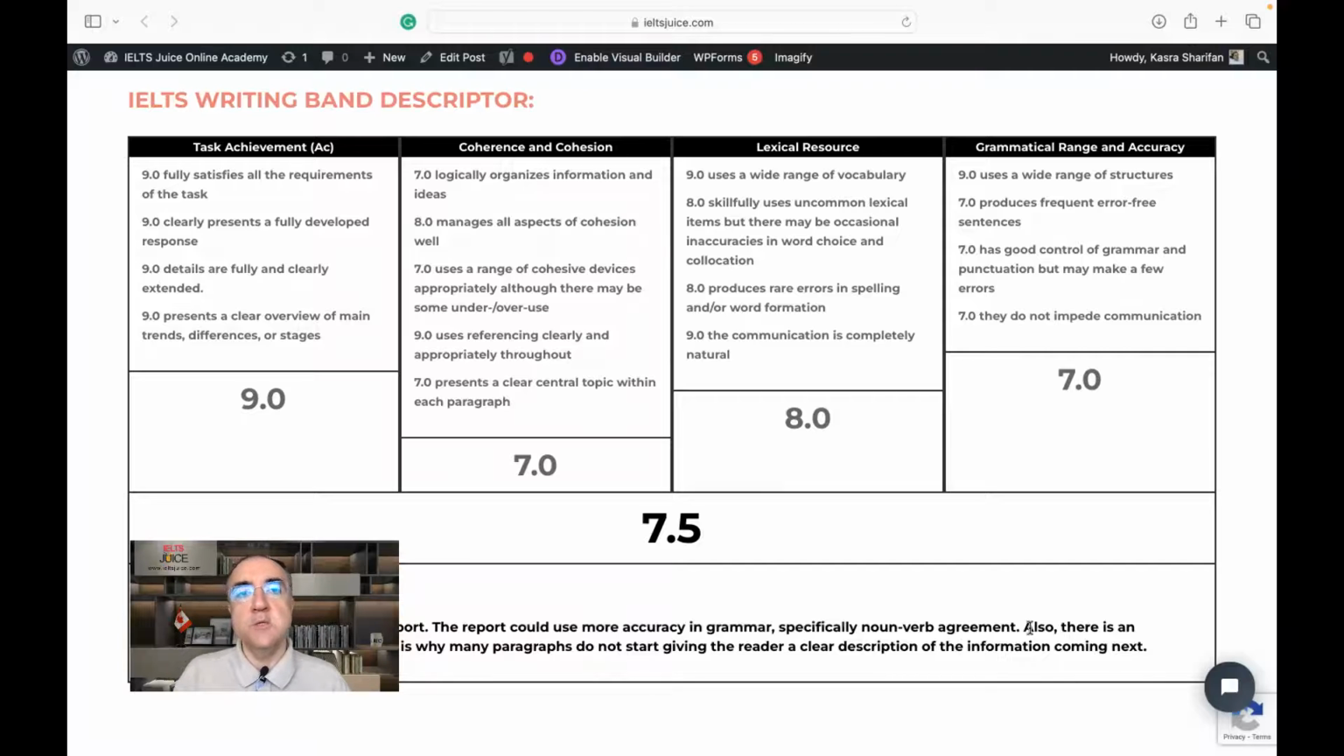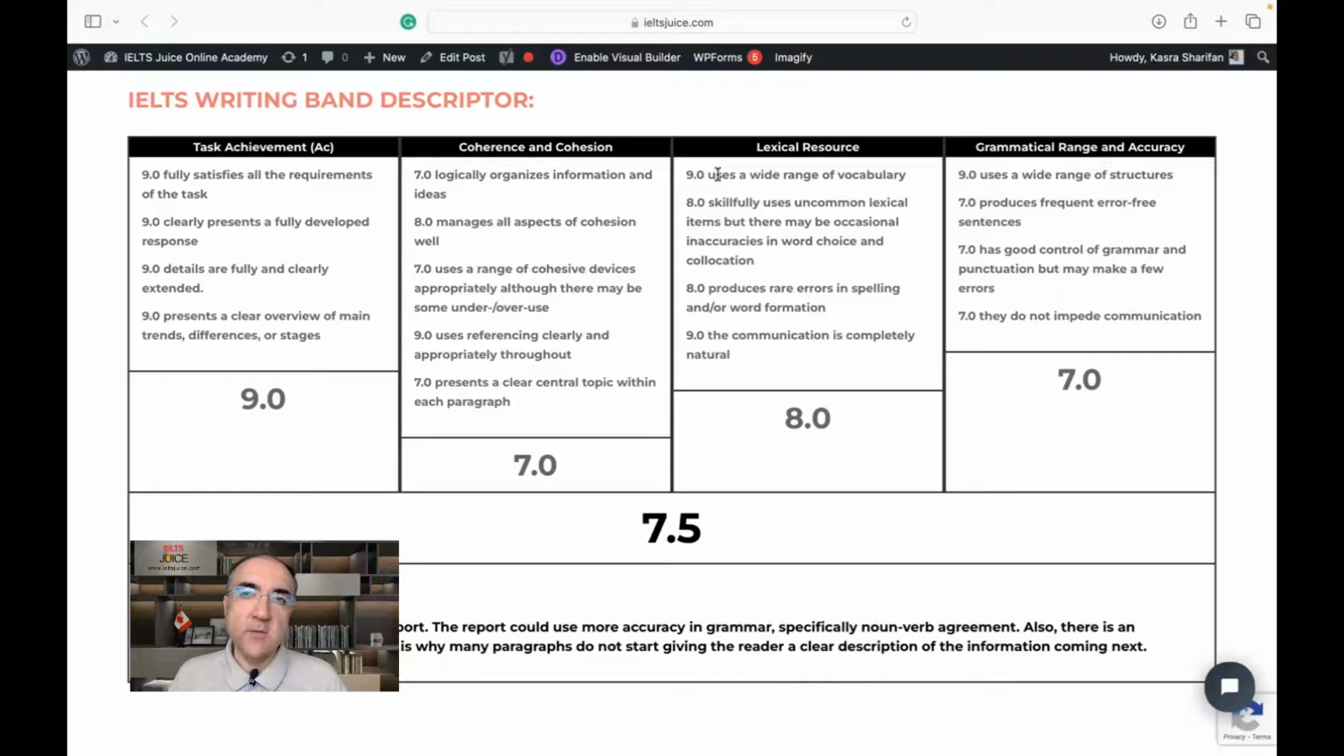Coherence and cohesion is, again, very good. For anything beyond 7, we need to consider paragraphing, and the paragraphing here needs a little bit more work to help it become 8. And remember, this is about paragraphing. And if you remember, we talked about the accurate use of vocabulary in the text. There is a wide range.